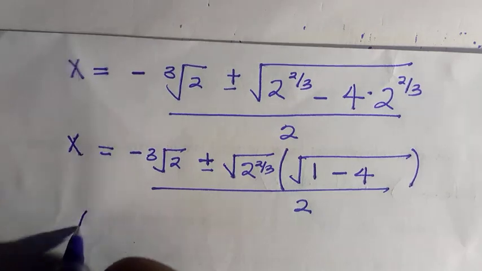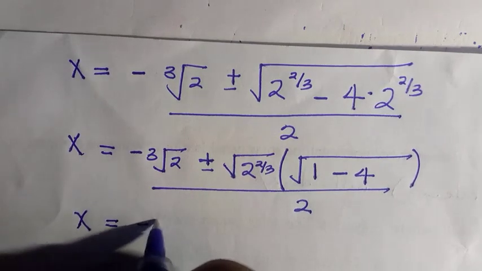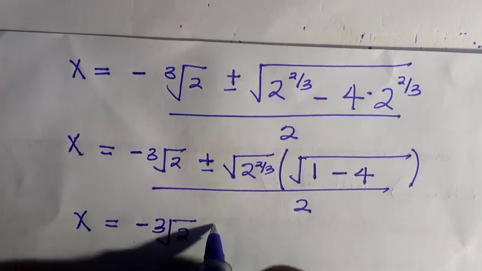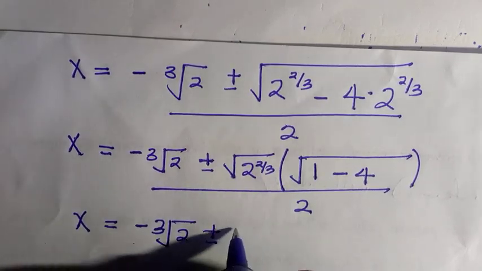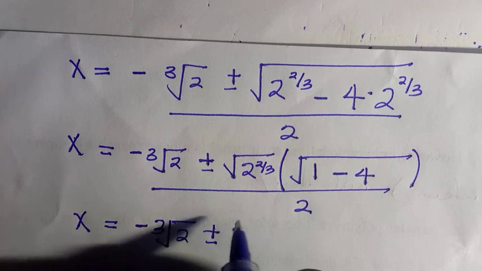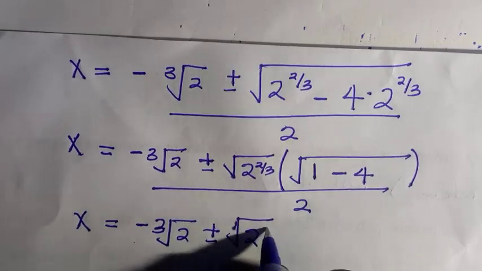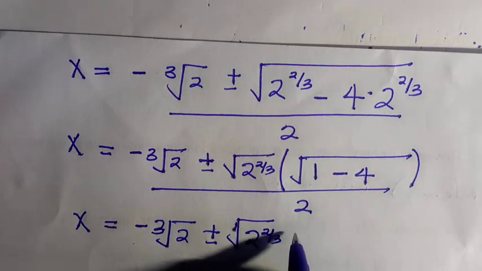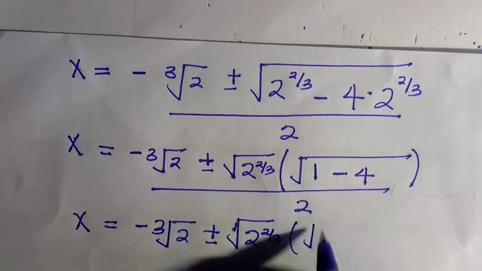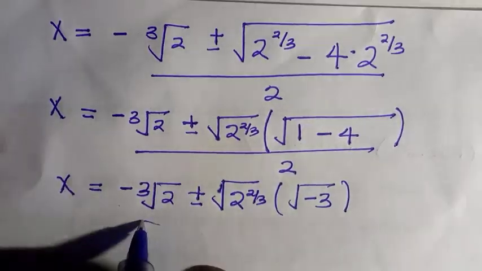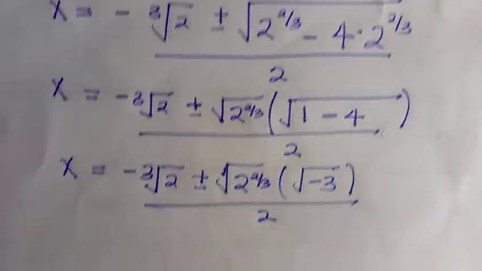Then we have x equals negative cube root of 2 plus or minus the square root of, so in everything here we have the square root of 2 raised to power of 2 over 3, bracket, we subtract 1 and 4, we have minus 3, and everything divided by 2.